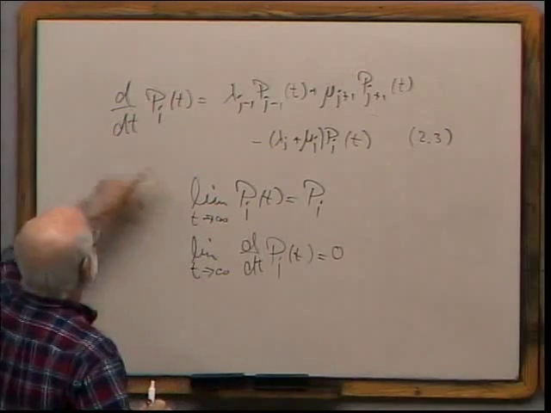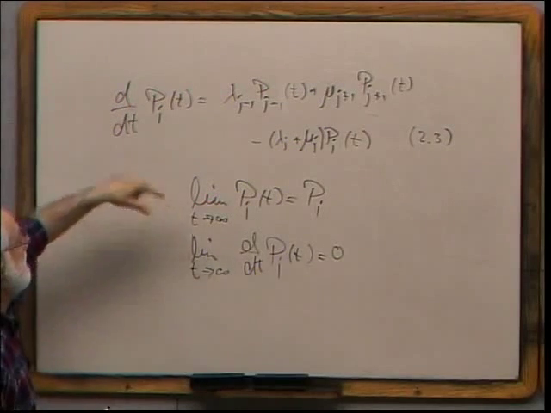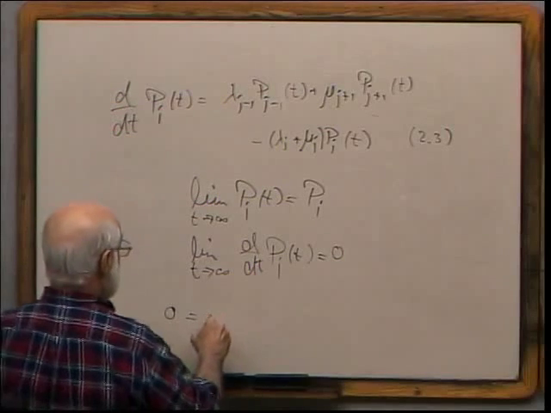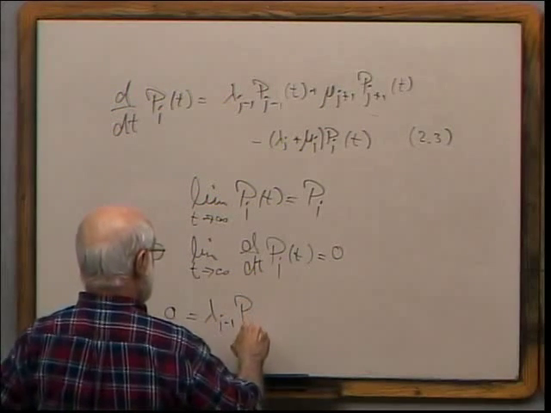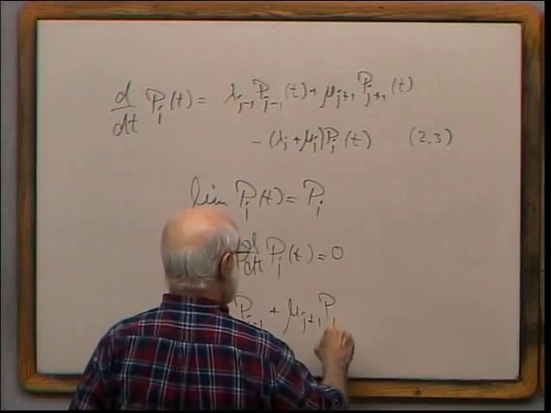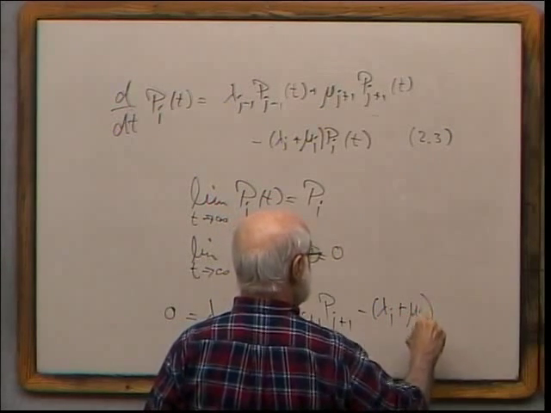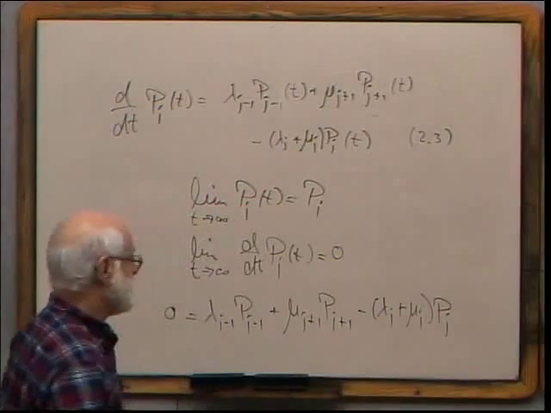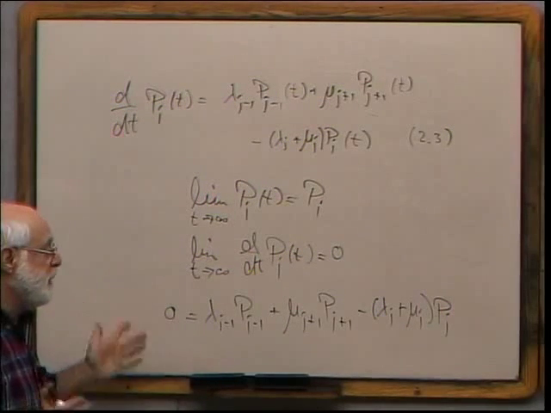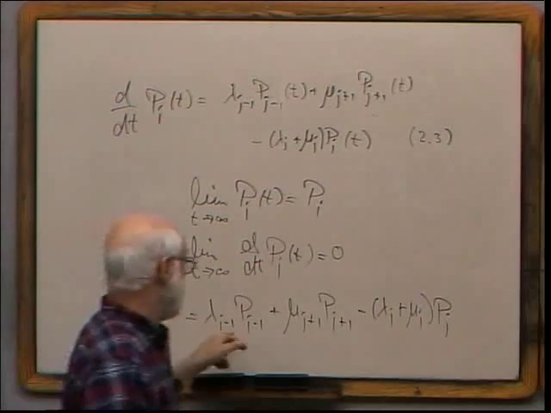Okay, now if that's true, what I'm going to do is take my limit here rather than solving the equations first and then taking the limit. If I take the limit, what I get is 0 equals lambda j minus 1 pj minus 1 plus mu j plus 1 pj plus 1 minus lambda j plus mu j pj. Now, these equations are linear equations. There's no time, no derivatives, no differential equation, no nothing. These are just difference equations for the probabilities. And we can solve those equations. That's what I'll do next.